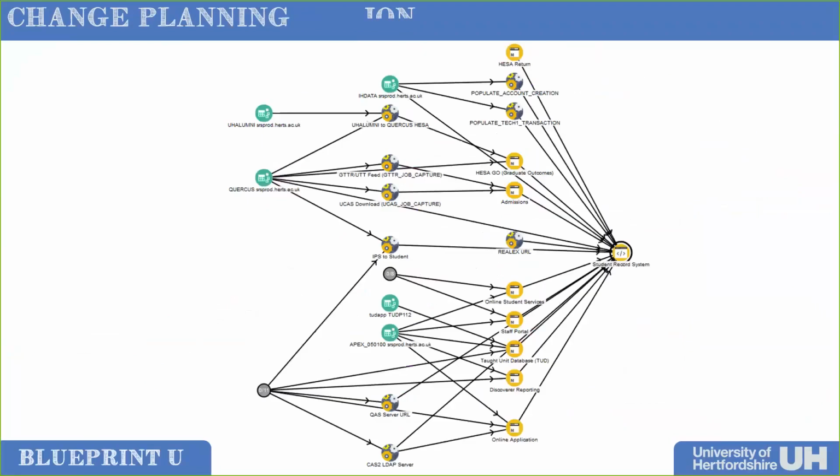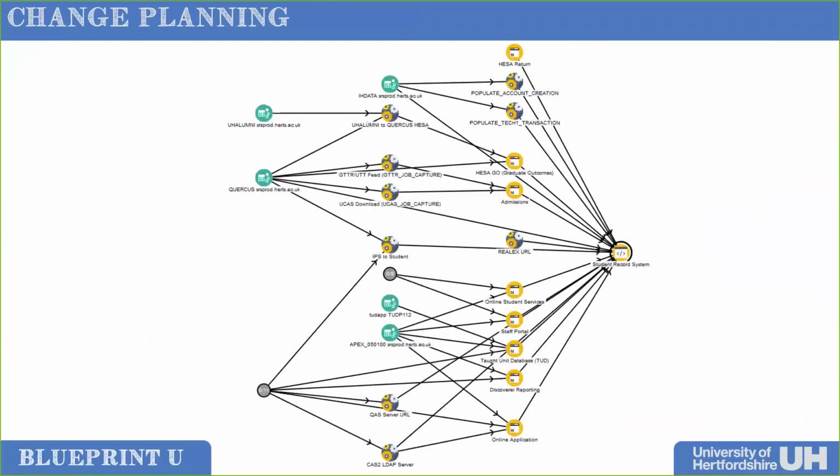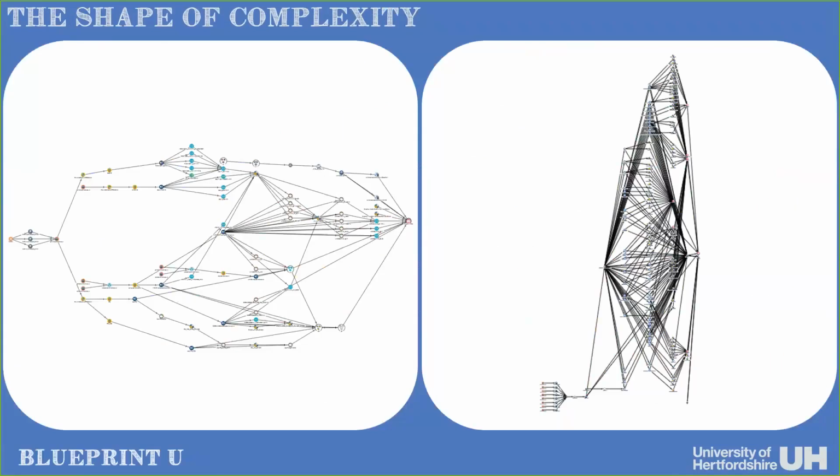We've shown you that example already. That's our research strategy flowing downwards. We've shown you change planning and operational monitoring. One of Dave's favourite slides is this one, which is a bit nerdy, really, but it tells us about the shape of complexity.